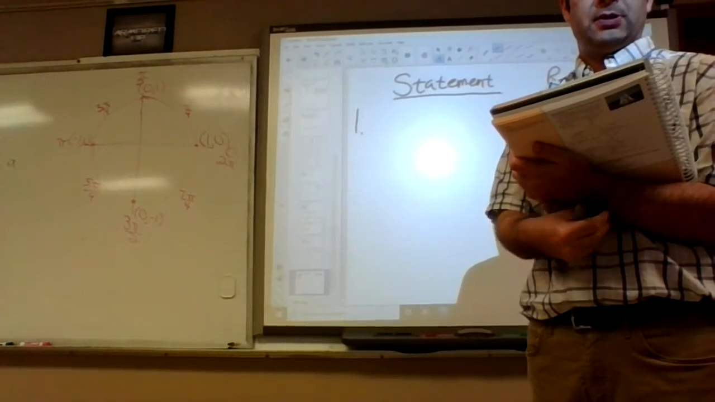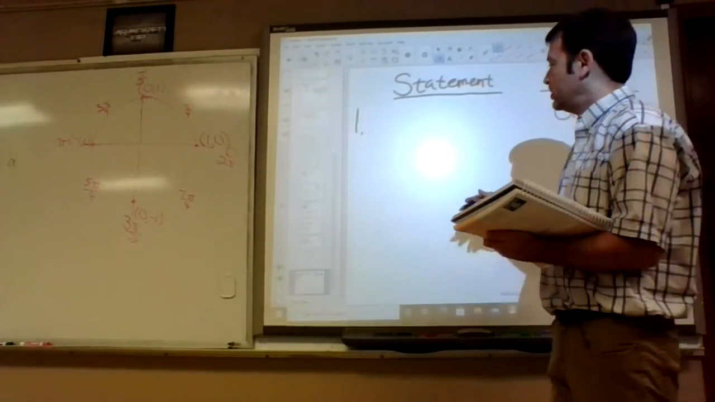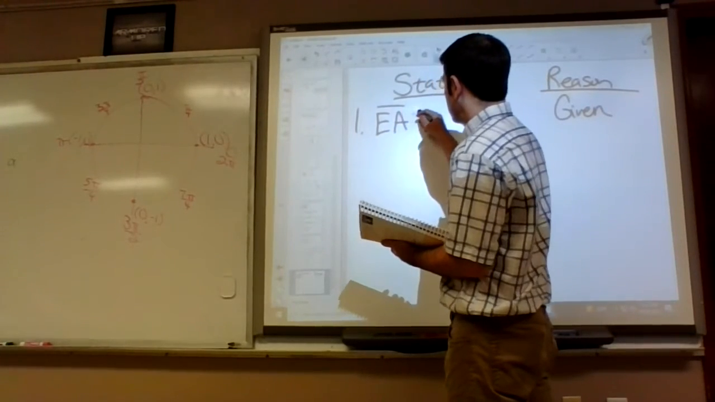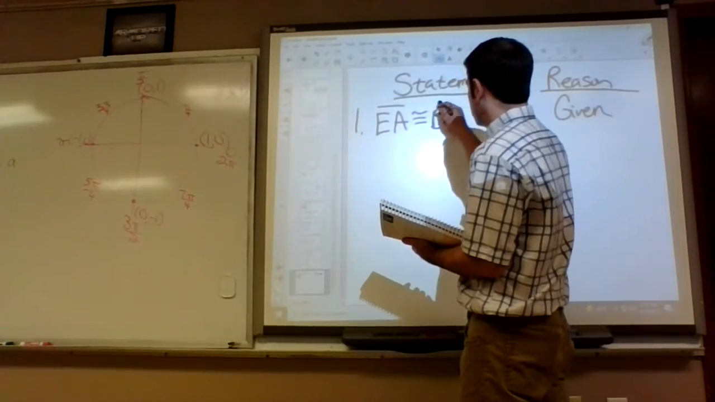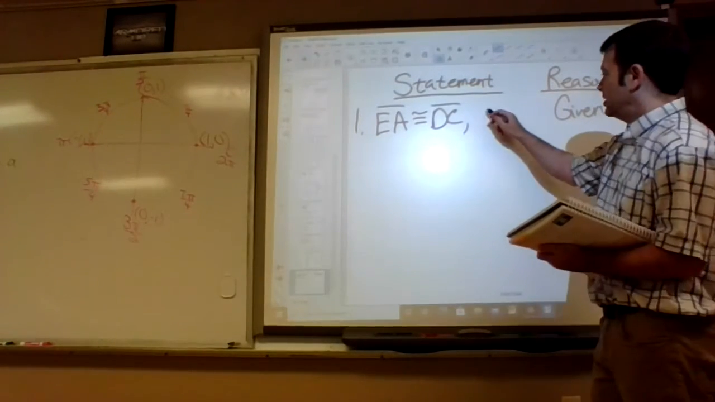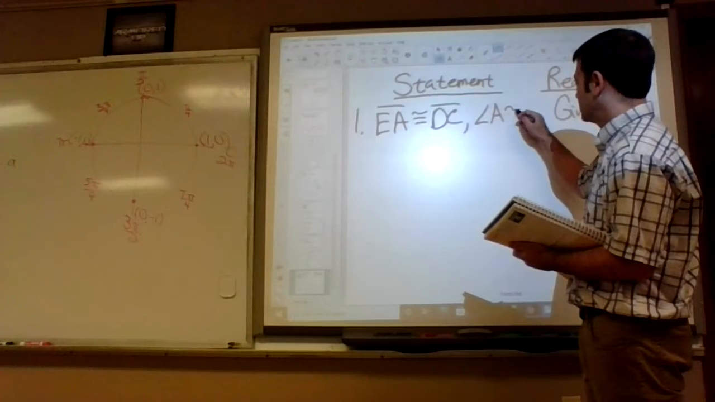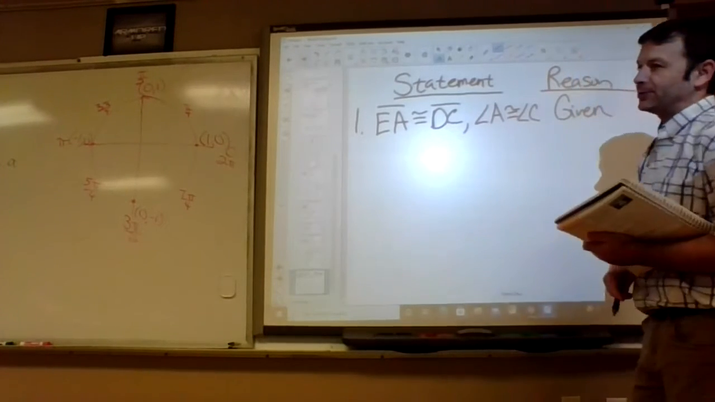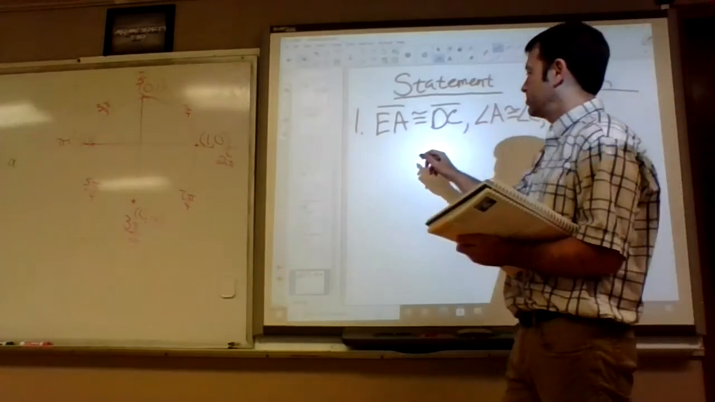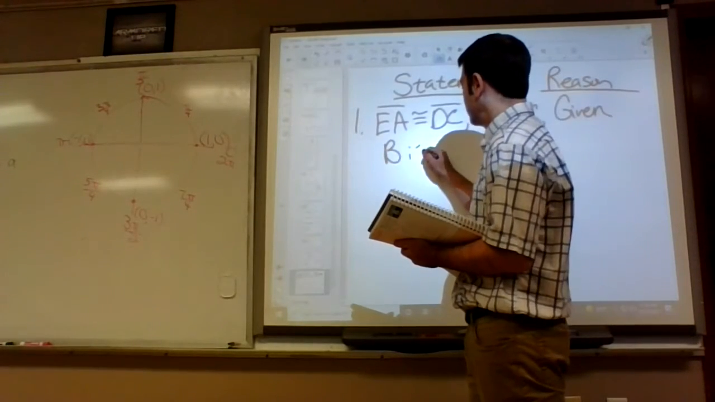Okay, what is information we know right from the get-go? EA is congruent to DC. Angle A is congruent to angle C. Just by looking at those red marks, we know that. There's one other thing, actually. B is the midpoint of AC. That's important.